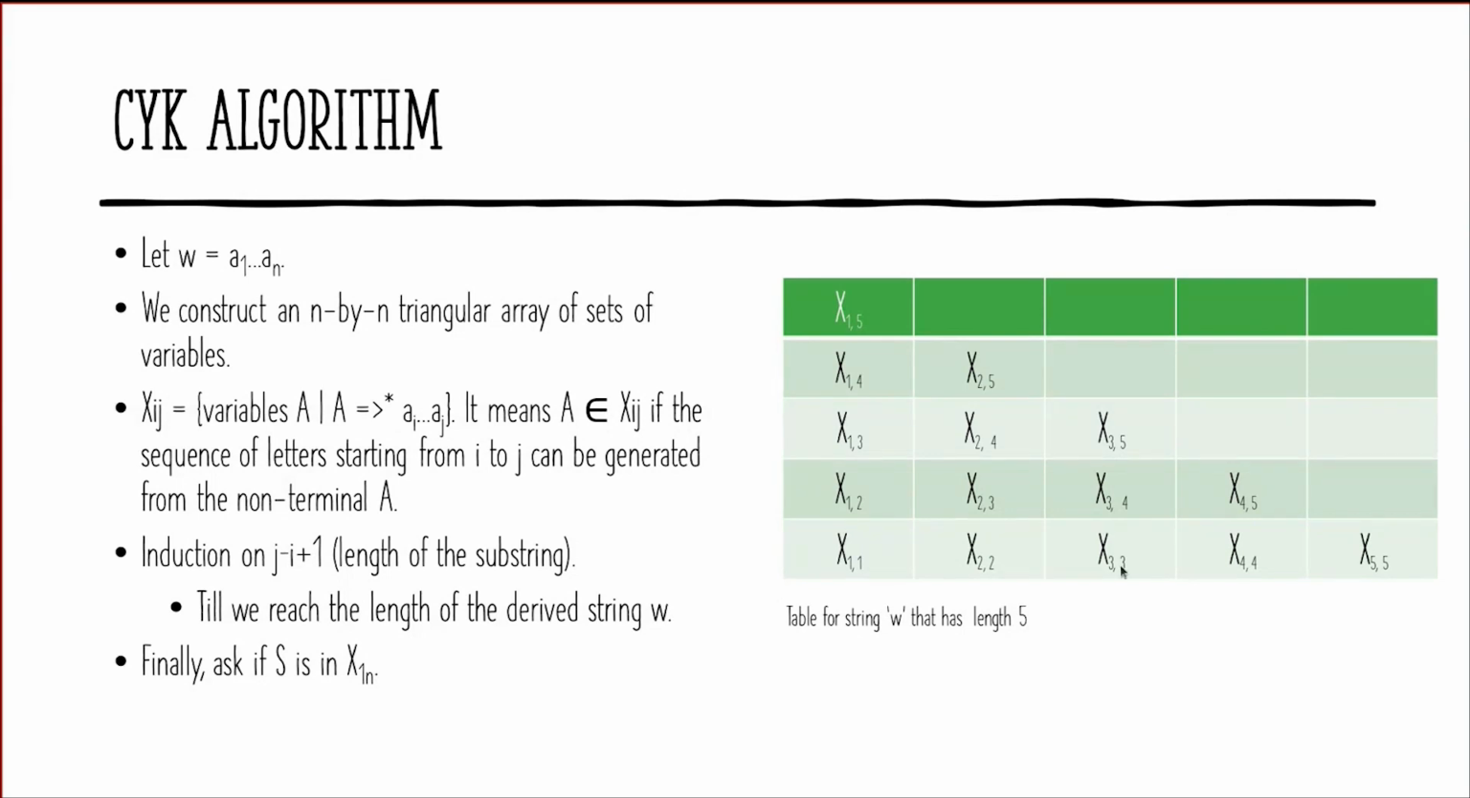This is what the matrix will look like for a length 5 string, but it will change if the length of your string changes. Our final answer will be yes or no, depending on the set of variables X1n. If your start symbol is in X1n, it means you can generate the whole string a1 to an if you start from the start symbol. That means this string belongs to the language. Is the notation clear? If you have any doubt, you can ask.